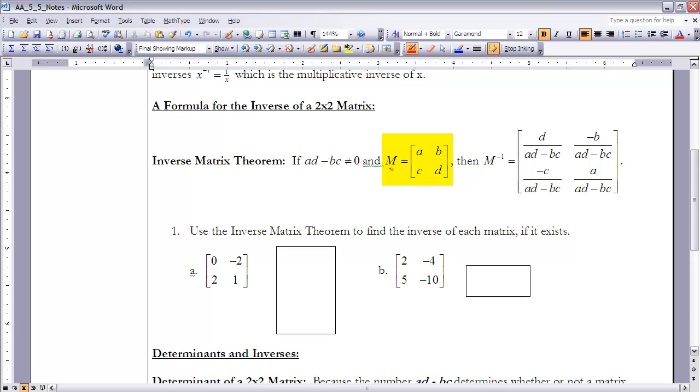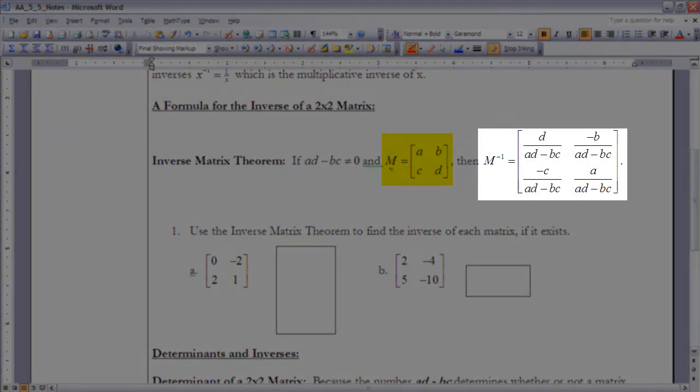Okay? And the reason for that is, if you look at our inverse matrix, in each case the bottom number is AD minus BC. So if that value is 0, each of those fractions is going to be undefined, and therefore we'll have an undefined matrix. Okay? So this is the way that we can write that.